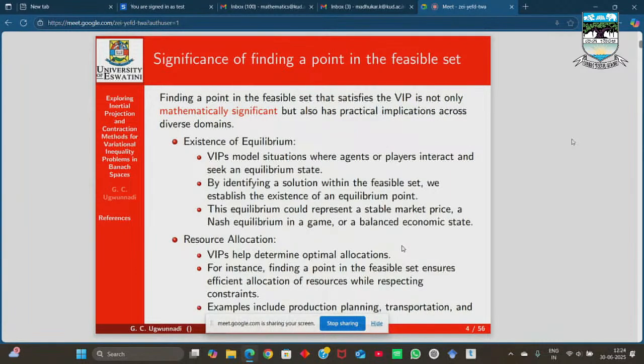Then the next is, let's try to know the significance of this problem, which first we have seen in the existence of equilibrium. We can apply it in solving equilibrium problems, trying to stabilize market price and in resource allocation. We can also apply it in planning production and in transportation. We can apply the solution of the variational inequality problem to establish the shortest distance in transportation problems.